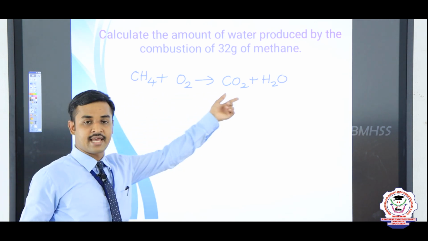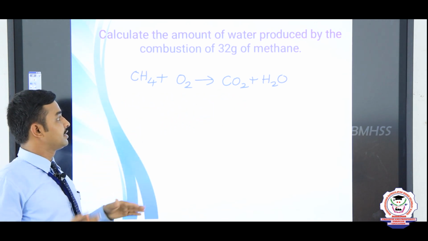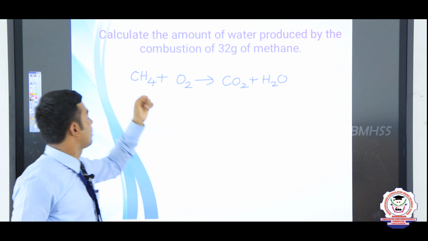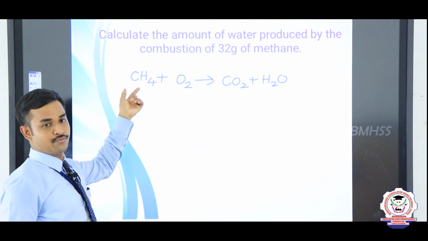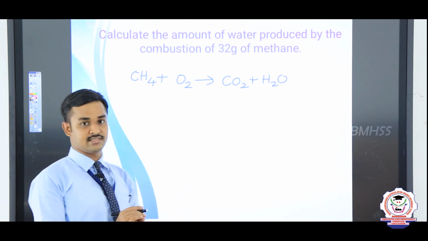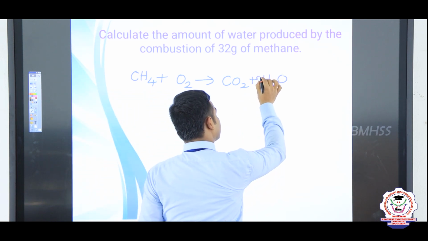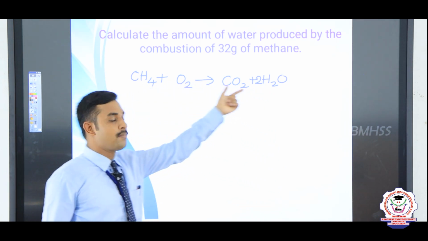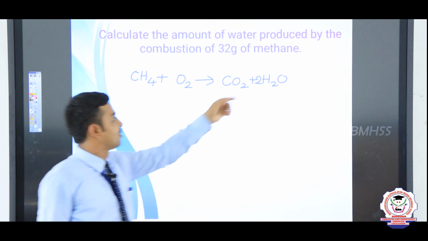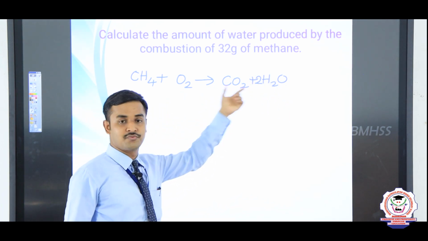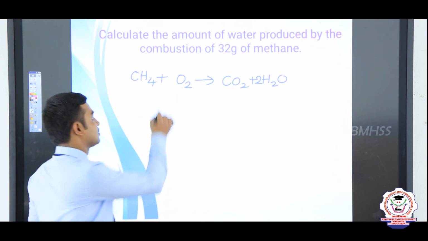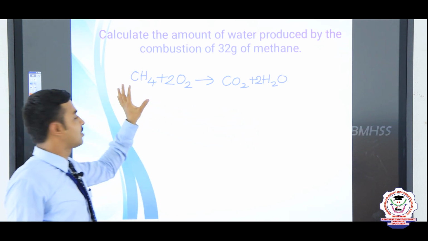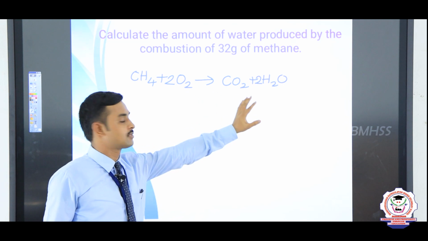Now we need to balance this equation. You can see the number of carbons on the left side and right side are the same. For hydrogens, on the left side we have 4 hydrogens, but on the right side we have only 2. So, to balance this I write 2 in front of H2O. Now the hydrogens are also balanced. Let us see about the oxygens. Oxygen on the right side is 2 plus 2, 4. On the left side we have only 2 oxygens. So, write 2 in front of oxygen. Now all the atoms on the left side are equal to all the atoms on the right side.